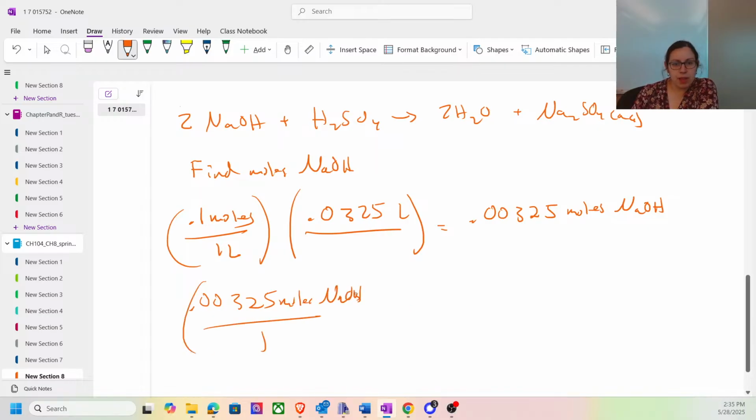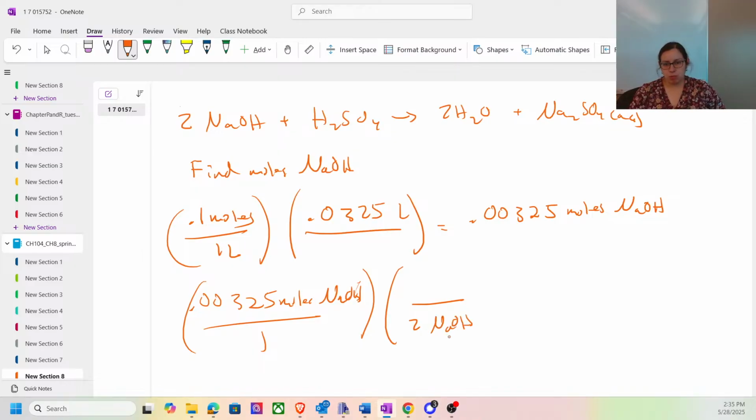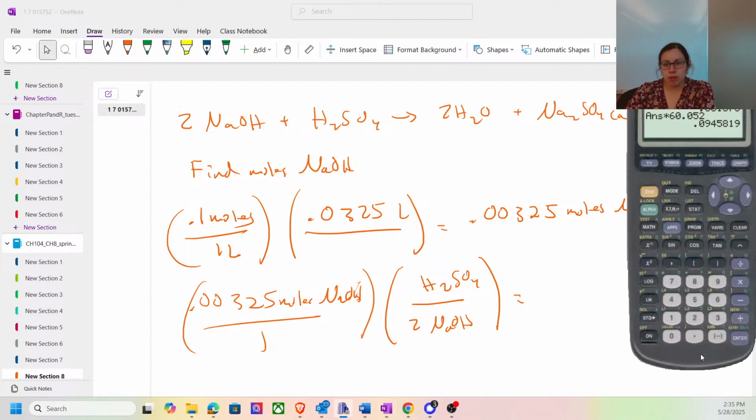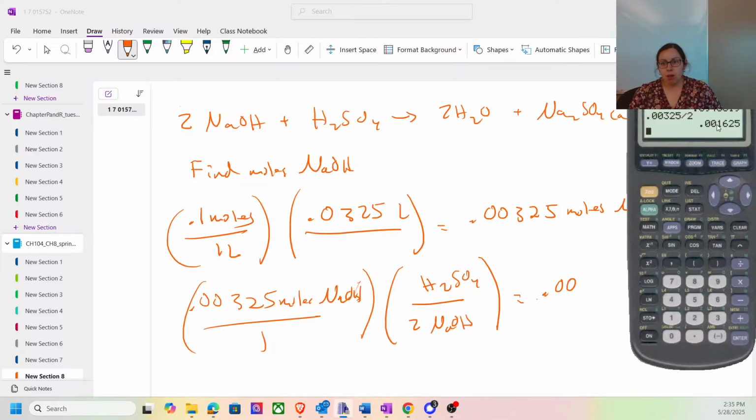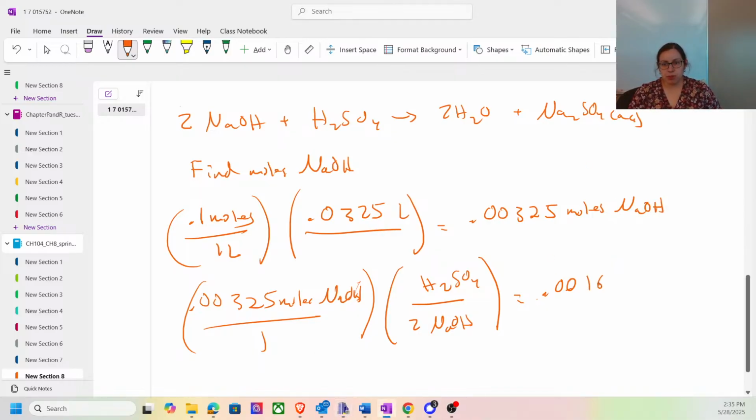So if we have this many moles of NaOH required, and we said we needed twice as many moles of sodium hydroxide as we did sulfuric acid, then 0.00325 divided by 2 is our moles of sulfuric. So 0.001625 moles.